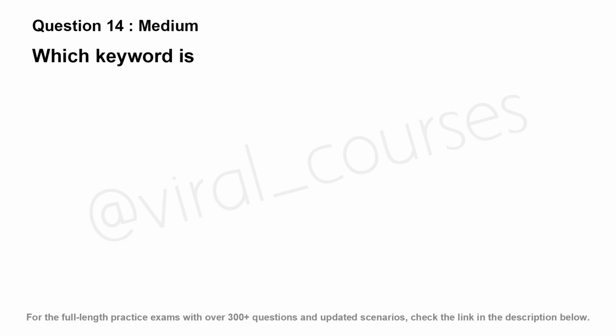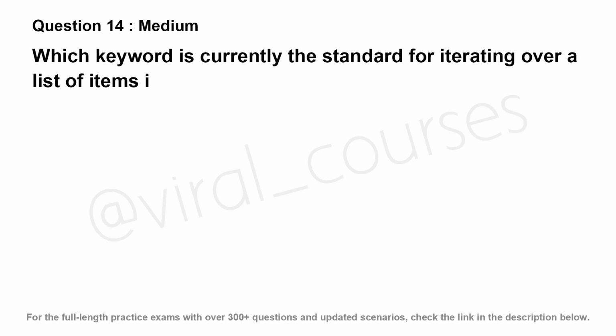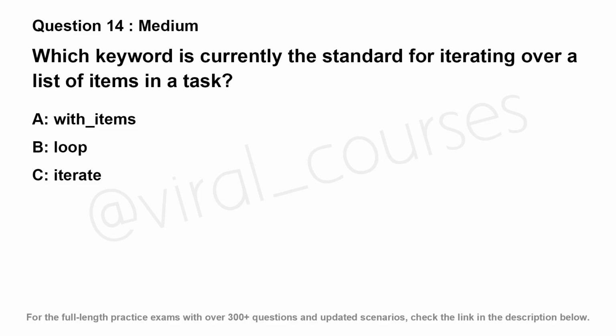Which keyword is currently the standard for iterating over a list of items in a task? Option A, with_items. Option B, loop. Option C, iterate. Option D, for_each.